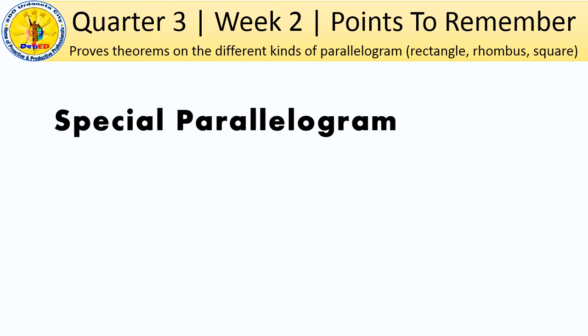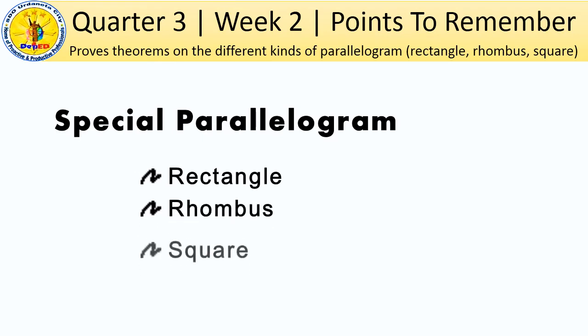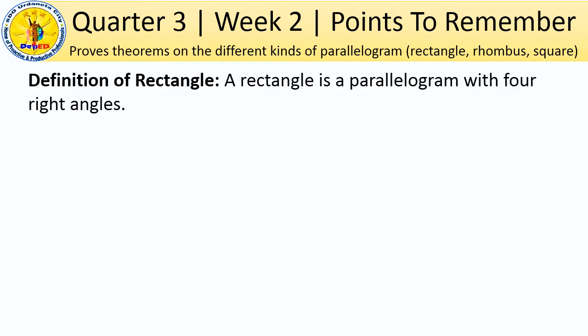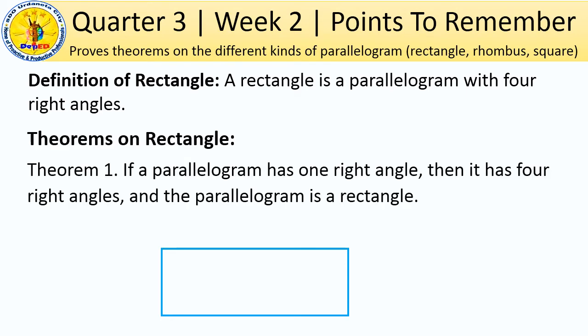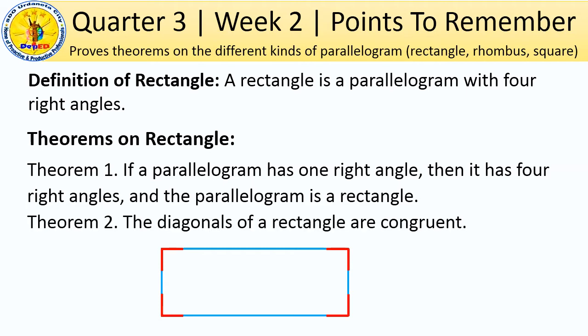So let's start. We have three special parallelograms: rectangle, rhombus, and square. Definition of rectangle muna tayo. A rectangle is a parallelogram with four right angles. We also have theorems on rectangle. Theorem number 1. If a parallelogram has one right angle, then it has four right angles, and that parallelogram is a rectangle. Theorem number 2.